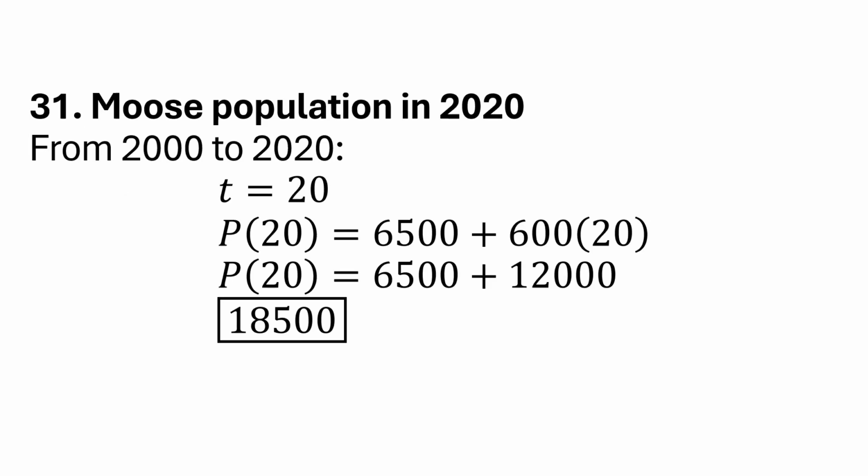To predict the population in 2020, we use t equals 20 because 2020 is 20 years after 2000. Substituting into the model gives 6,500 plus 12,000. The predicted moose population is 18,500.